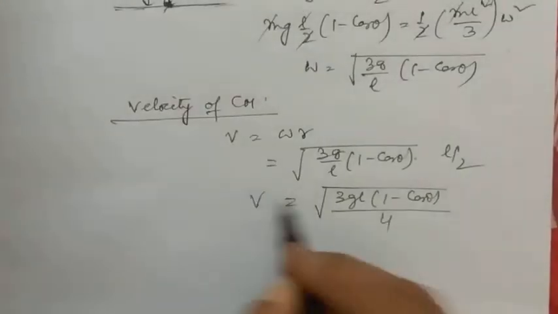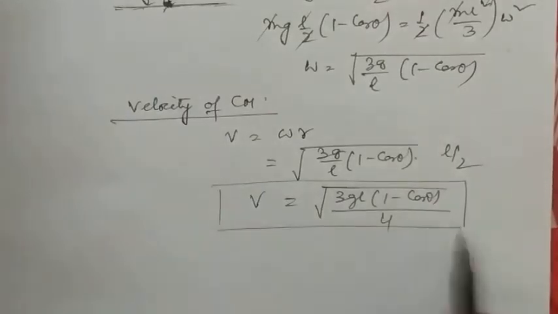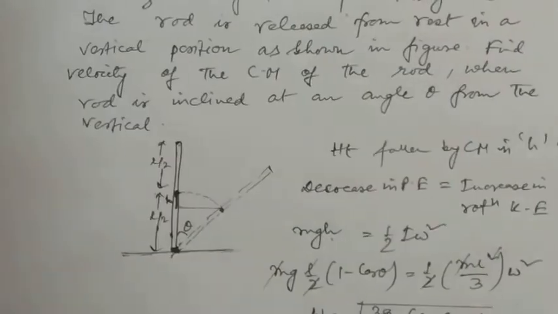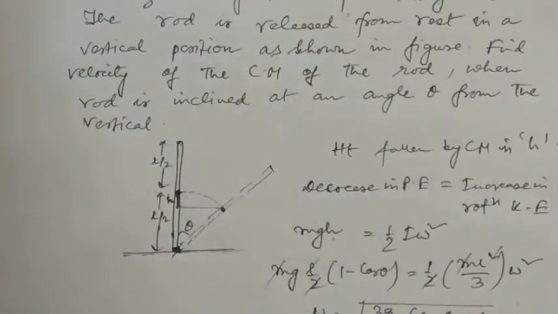So this is the value of the velocity of the center of mass of the rod, when the rod is inclined at an angle of theta with the vertical.